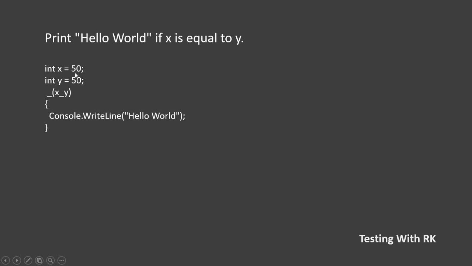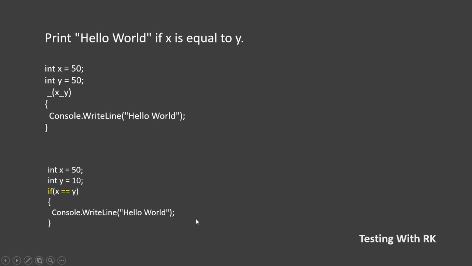Next, print hello world if x is equal to y. So int x is 50, y is 50, fill in something here so that hello world is printed on the console. Okay, pause the video, write down your answer. When you're ready, play it again. So the answer is if x double equals y. Remember from our operators, double equals is a comparison operator for checking, whereas single equals is an assignment operator.